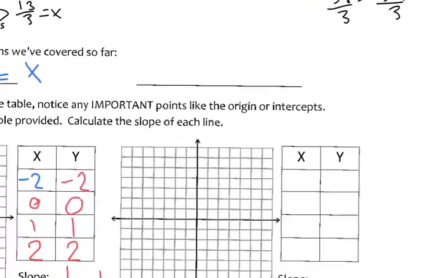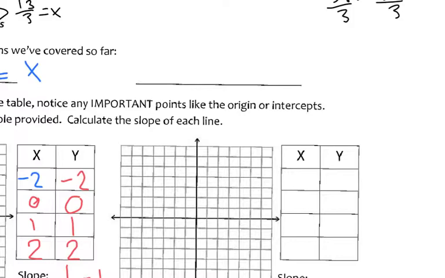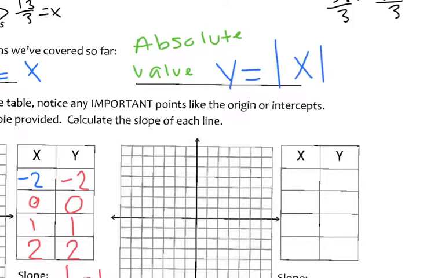And then our other parent function that we talked about is absolute value. And the function for that is y equals absolute value of x. That's the graph that looks like a V. So let's see the graph of that.